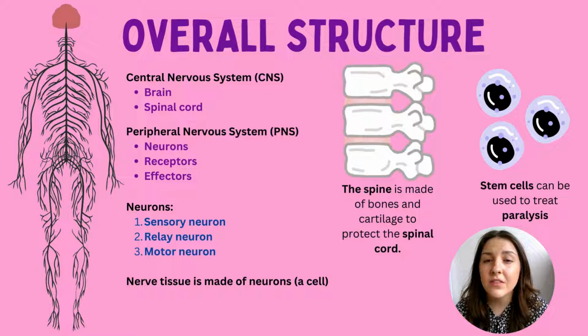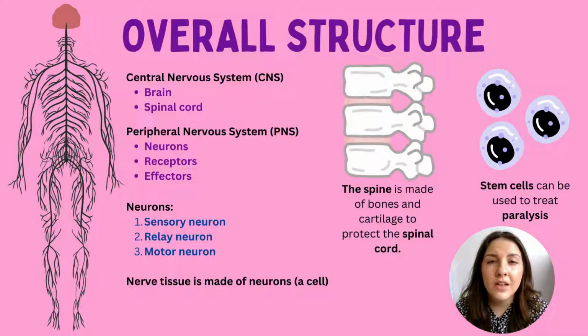So this includes things like the neurons, receptors, and also effectors. And we're going to talk about each of those in a bit more detail. But also, you need to be aware of three specific types of neurons. These are cells that help coordinate that response. So we have the sensory neuron, the relay neuron, and the motor neuron.